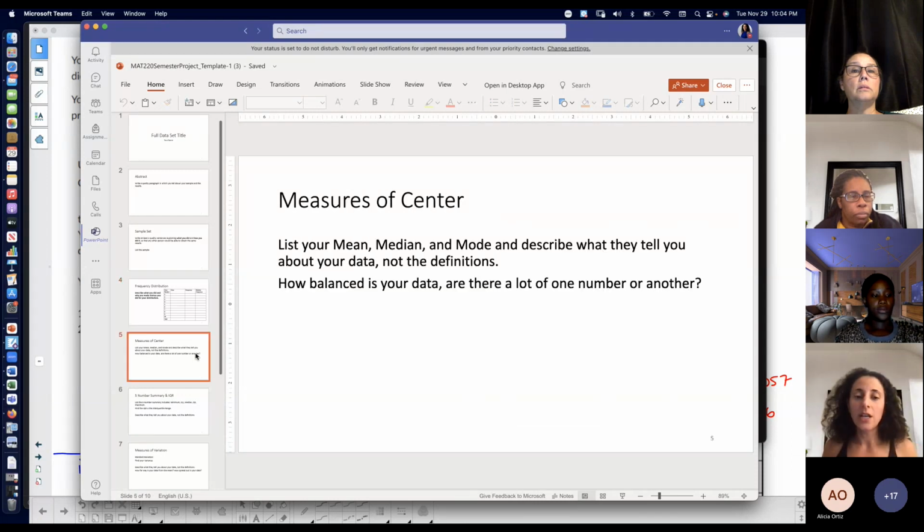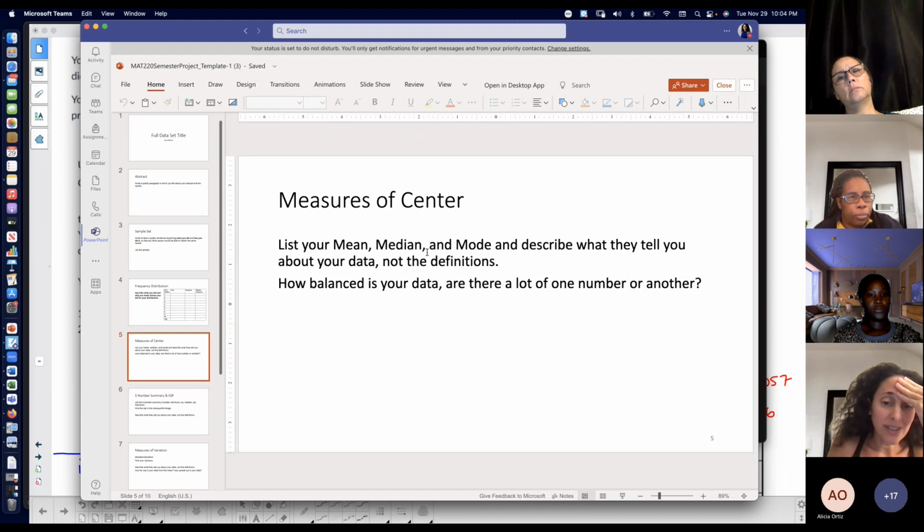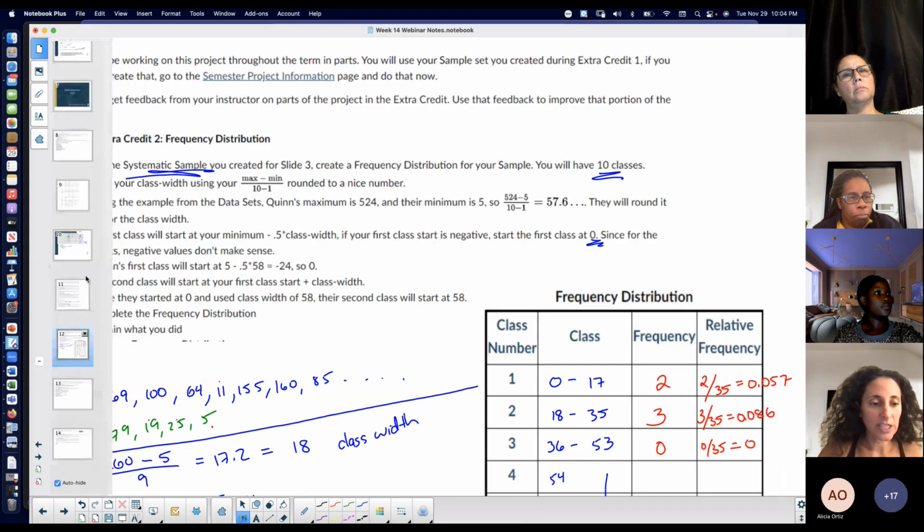Slide 5, measures of center. List your mean, median, mode, and describe what they tell you about your data, not the definitions. How balanced is your data? Are there a lot of one number or another? Now, I had some people keep this in here. I don't want to see this in here. I don't want to see the instructions. Let's go to that one.